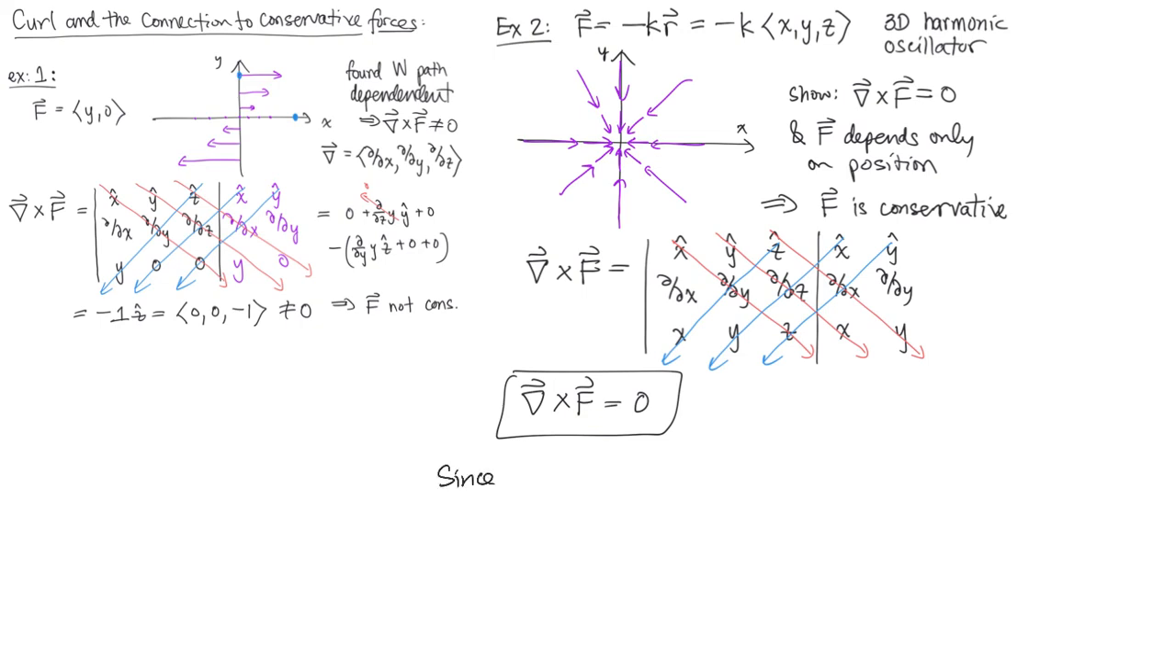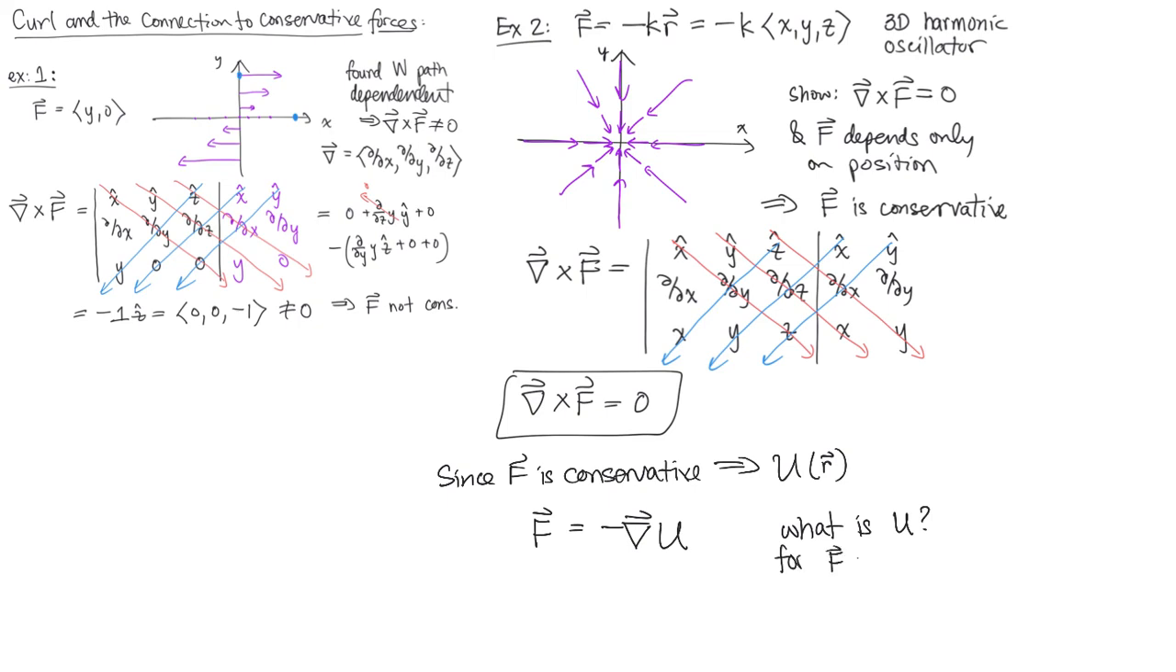Right, so since F is conservative, there must be an associated potential. And that potential is related to the force in the following way. If I take minus the gradient of the potential, that potential only depends on position, I will get the force. Okay, so the question is, what is this potential? For this particular force, minus k times x, y, and z.